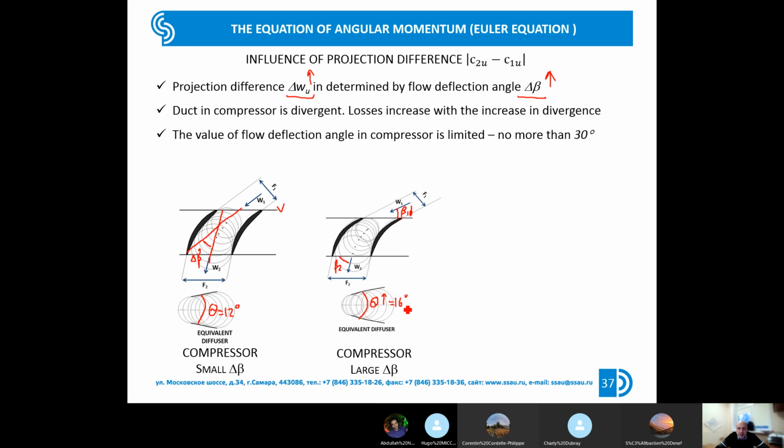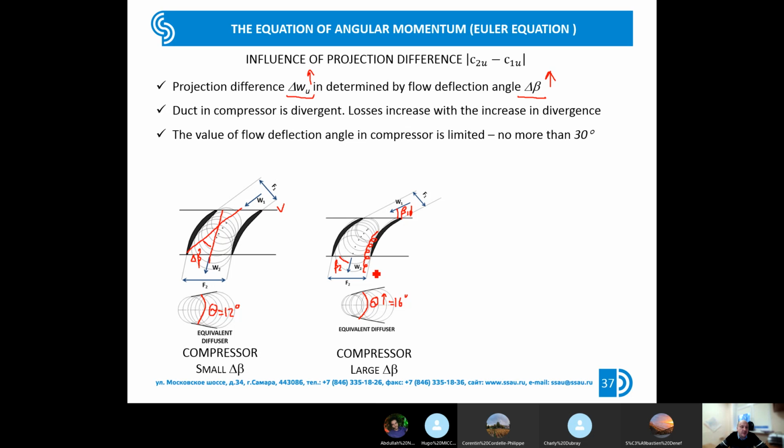So what I want to say to you: if you are increasing delta beta, you will increase the equivalent diffuser angle, and it finally increases the probability of flow separation. It's the first moment. In any case, if you are increasing the diffuser angle, you are increasing the probability of separation. And the second moment, you bend the channel, and that's why you have a high probability of separation here.